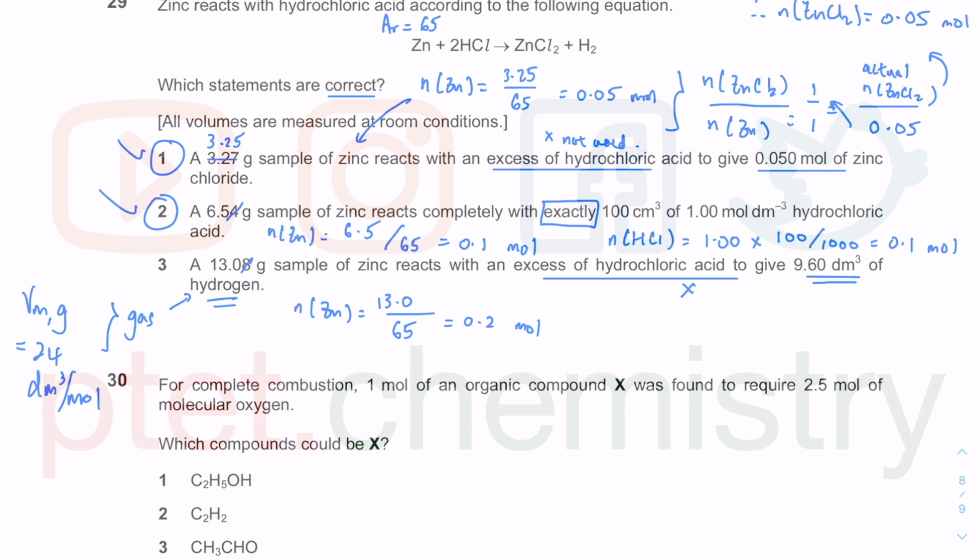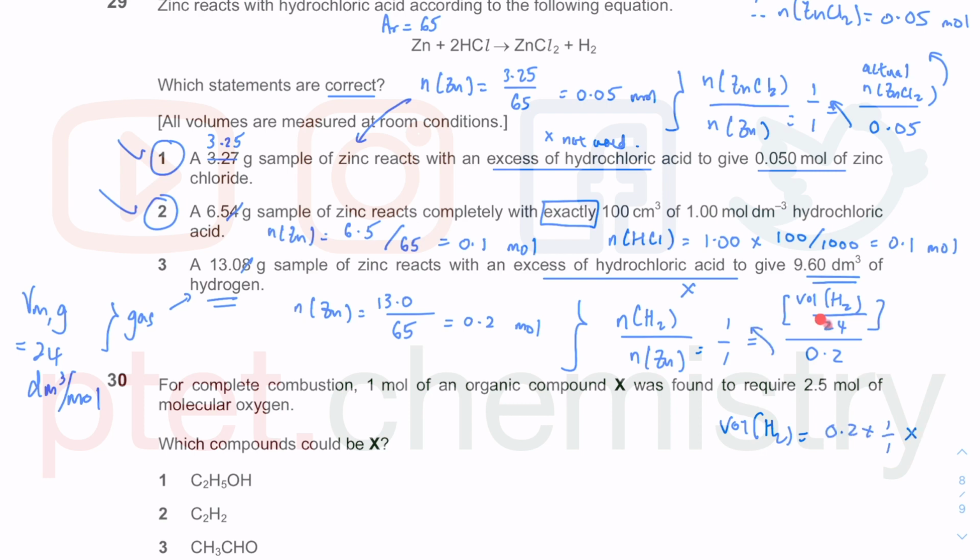This is called the molar volume of gas, where 1 mole of a gas occupies 24 dm cube at room temperature and pressure. So you can imagine that the mole of H2 is to the mole of zinc 1:1 from the balanced equation. On the right hand side is the volume of H2, which I am trying to find, to make sure whether it is 9.60 or not. So it's my unknown. At the bottom is going to be 0.2 mole, based on 13 gram of zinc that react. Rearranging that equation, the 0.2 goes up there, and then I can move the 24 up there as well.